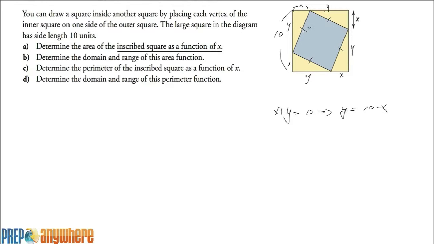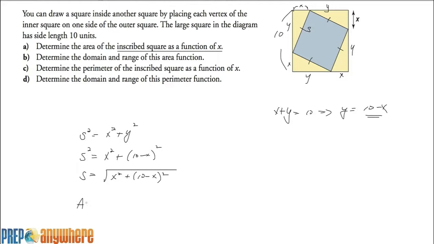So let's call this side s. By the Pythagorean theorem, s squared must equal x squared plus y squared. Now y is 10 minus x. So then s must equal the square root of x squared plus (10 minus x) squared. What is the area of the square? Well, area is s squared, so we can just copy and paste this part right here. The area is x squared plus (10 minus x) squared.